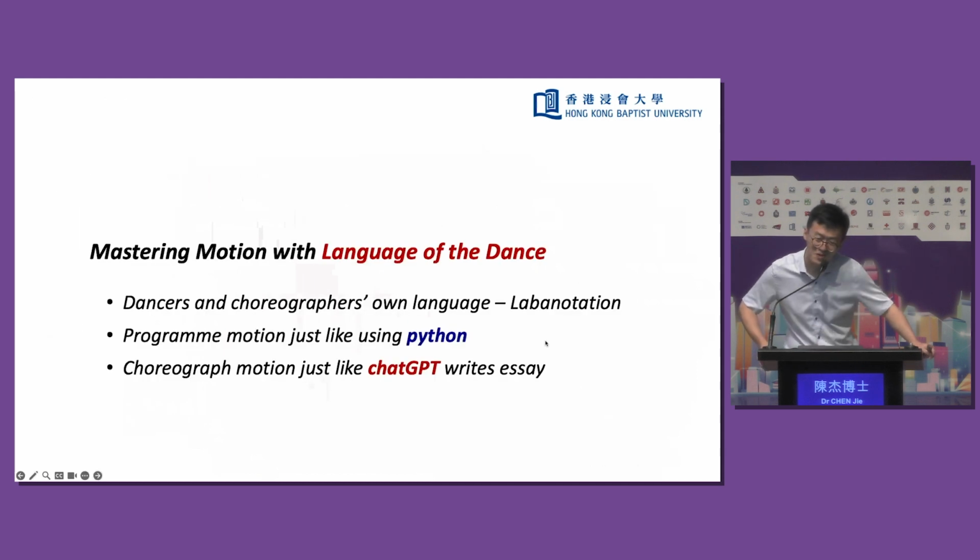Okay, so now let's come to the topic today. How we can use text to generate motion and generate dance. Our thinking is that we want to use some sort of text language to help us program motion. We want to use choreographers' or dancers' own language to program, just like computer programmers use Python. And we want to ask whether it is possible to develop a foundation model that will automatically generate new choreography, just like ChatGPT would write an essay for us.